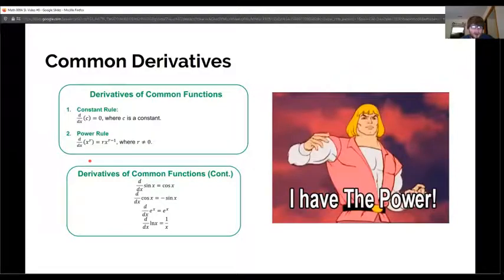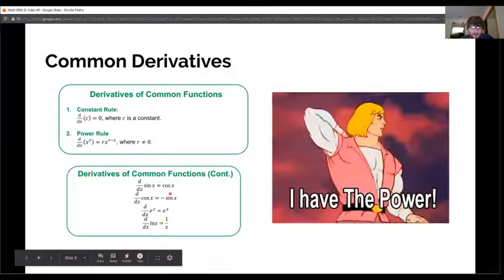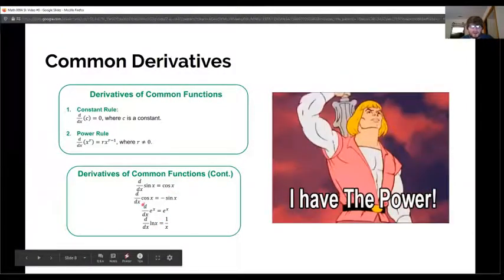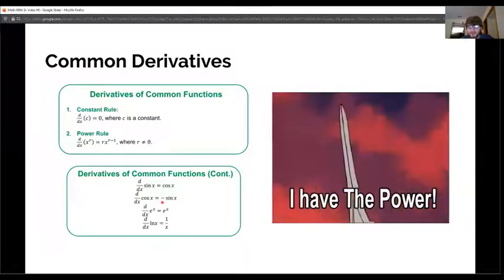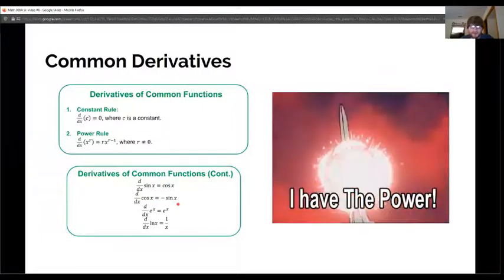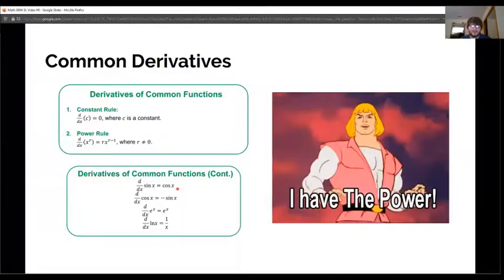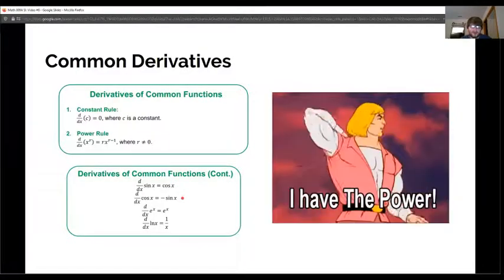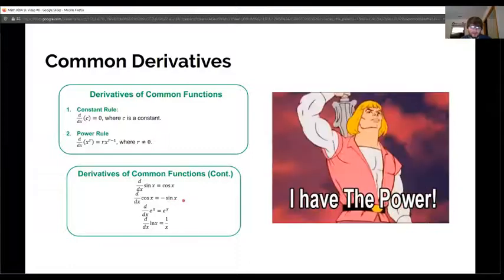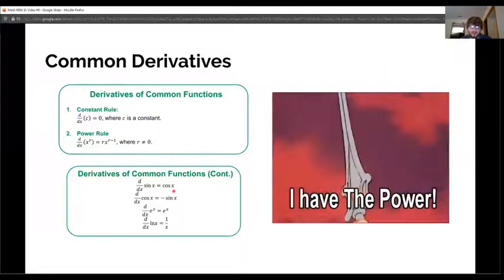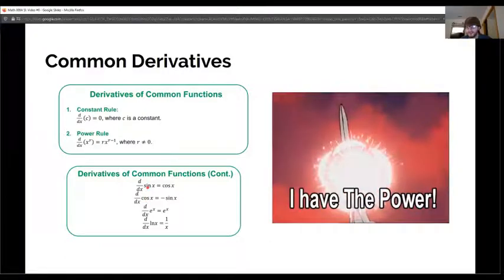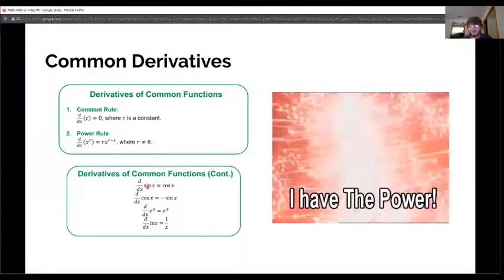And a couple other common derivatives. The derivative of sine of x is equal to cosine of x. The derivative of cosine of x is equal to negative sine of x. You'll notice that this is kind of cyclical, as I think we showed in class. So if you take the derivative here, you get negative sine of x, and then the derivative of negative sine of x is negative cosine of x, and then the derivative of negative cosine of x is sine of x. So the cycle just keeps continuing as you take more derivatives.